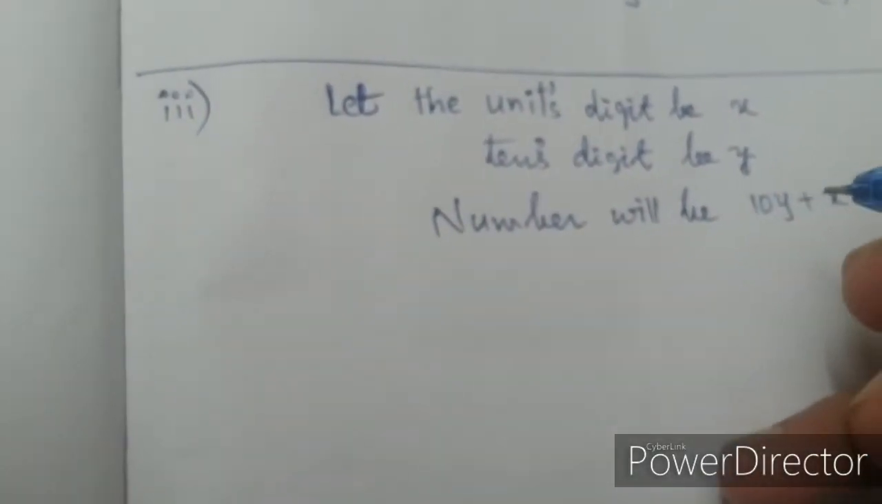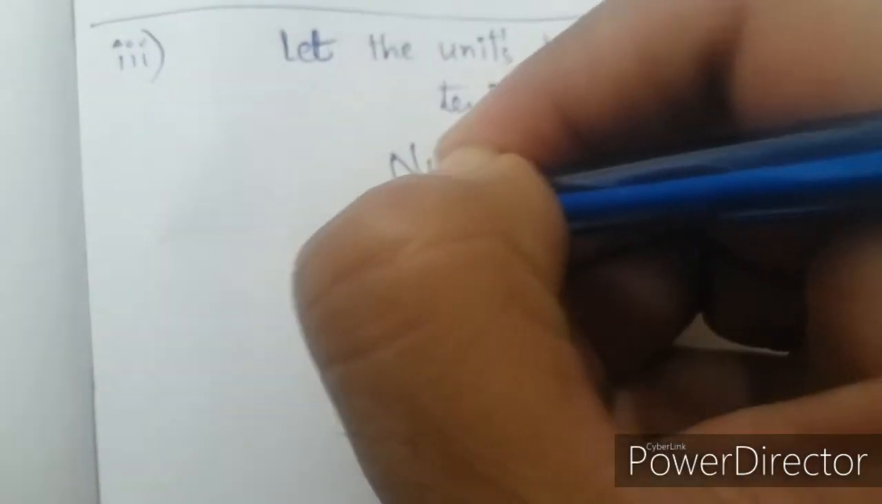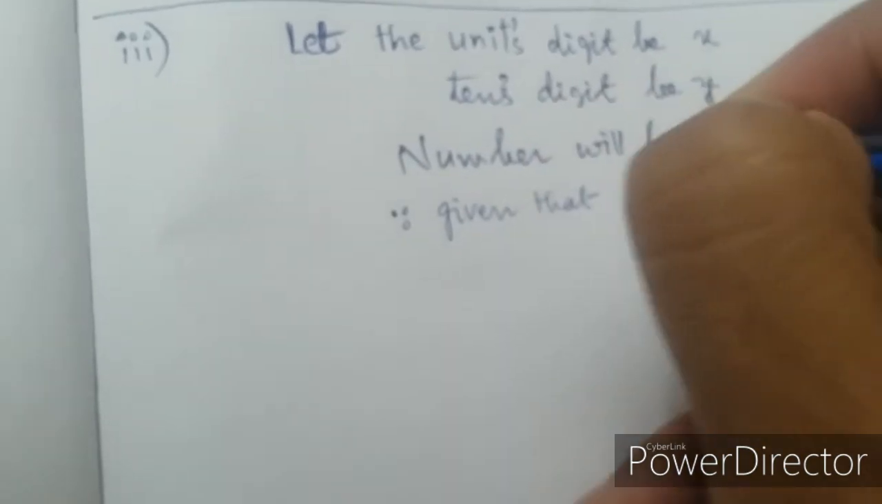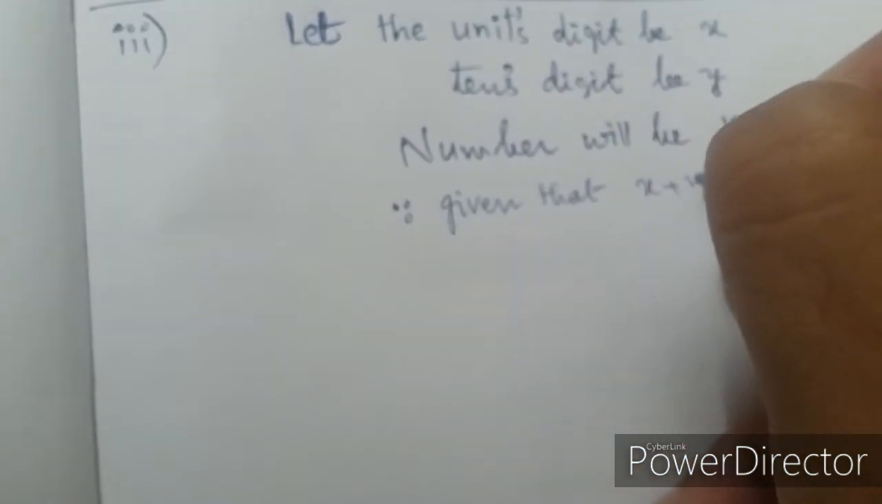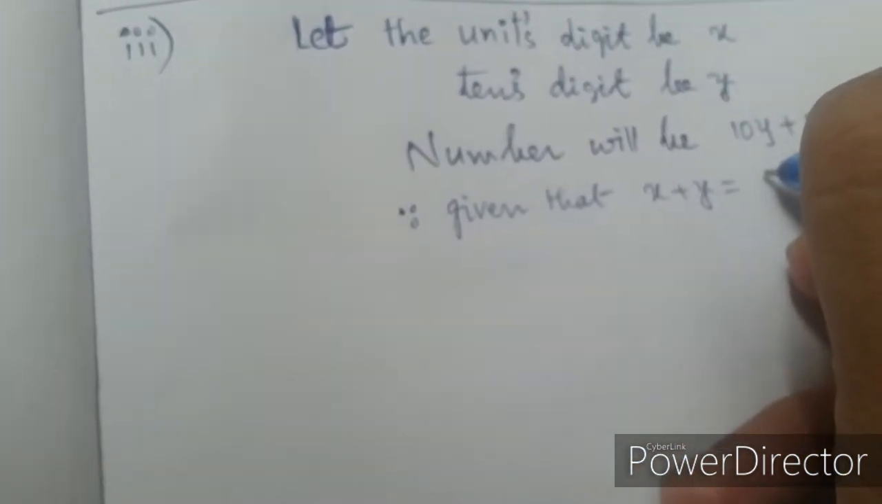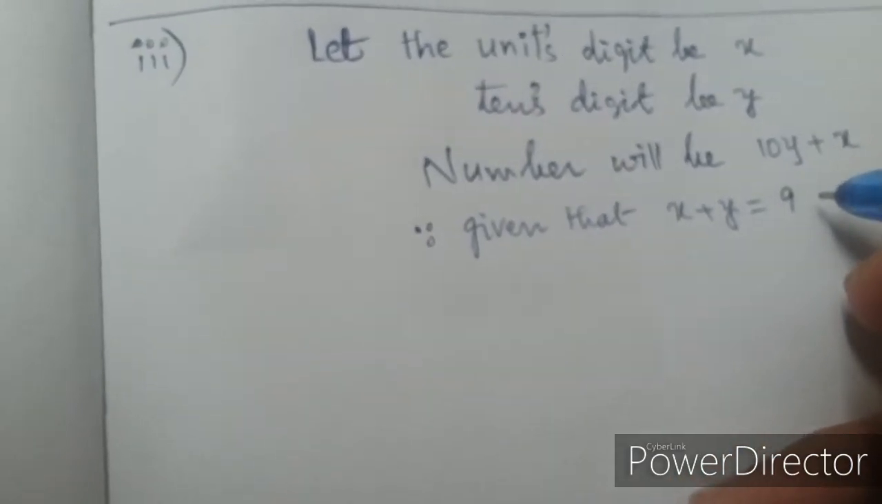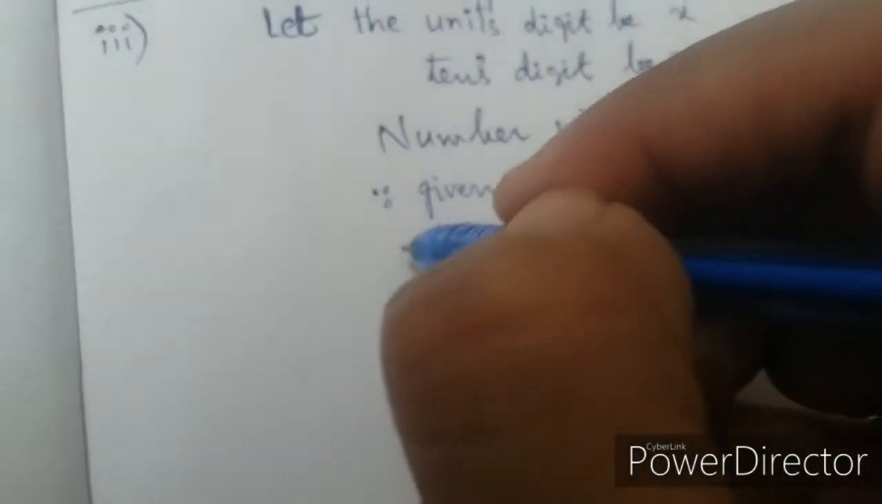Here the sum of the digits of a two-digit number is 9. It is given like that. Since given that sum of the digits of a two-digit number is equal to 9, x plus y is equal to 9. 9 times this number is twice the number obtained by reversing the order of the digits.